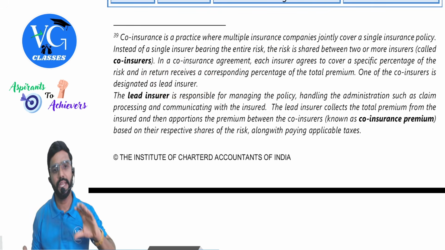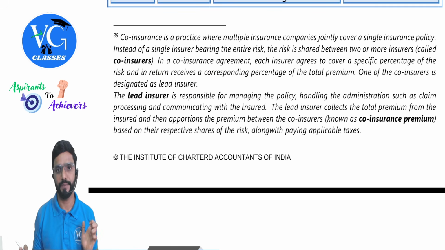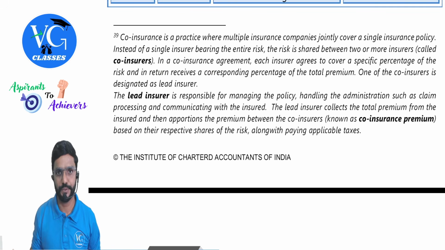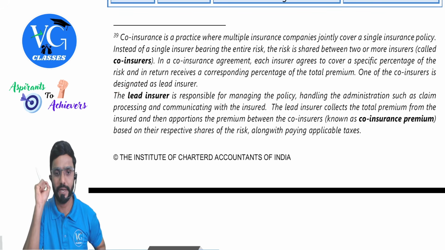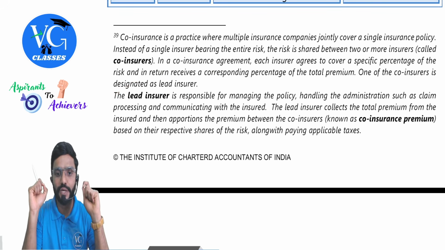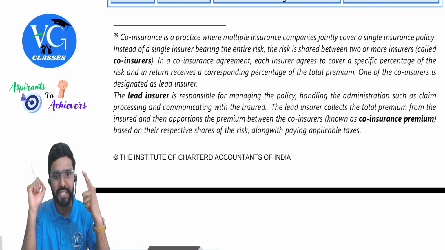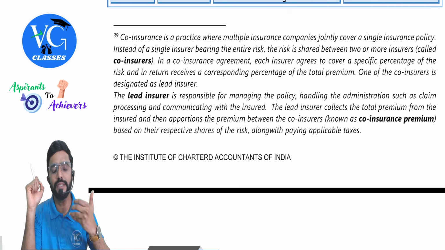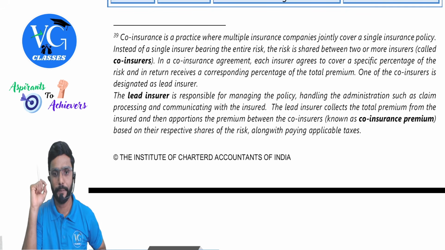Lead insurer. He is the one who is managing everything. Even though the risk is accepted by two or more insurance companies, one of them will take charge. That insurance company is called lead insurer. The lead insurer is responsible for managing the policy, handling the administration such as claim processing and communicating with the insured. Insured means the person who has taken the policy.